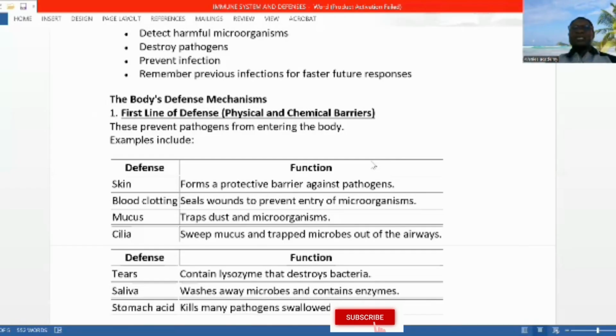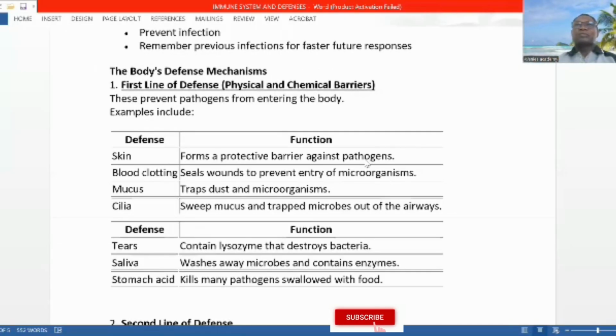The skin is the largest organ in the body of vertebrates or mammals, as the case may be. So the skin provides a protective barrier, prevents microbes from entering. Blood clotting. Blood clotting is a result of the platelets in the blood. Blood clotting also prevents harmful substances from entering the body through wounds.